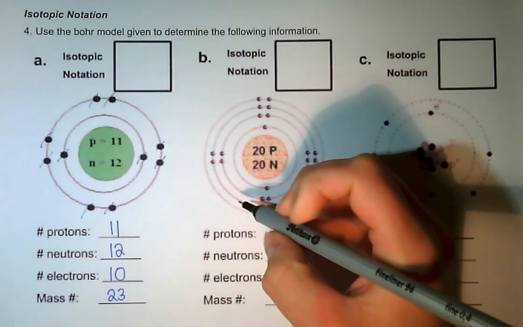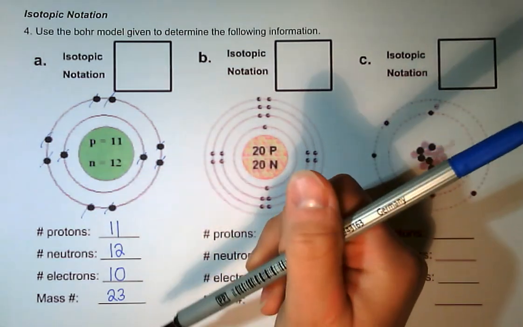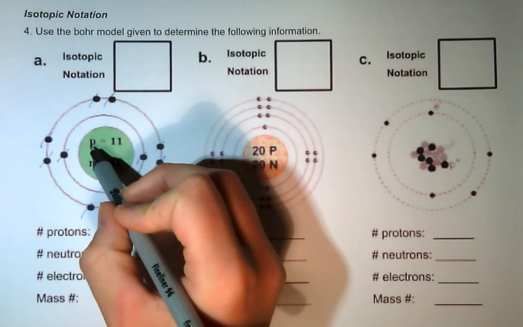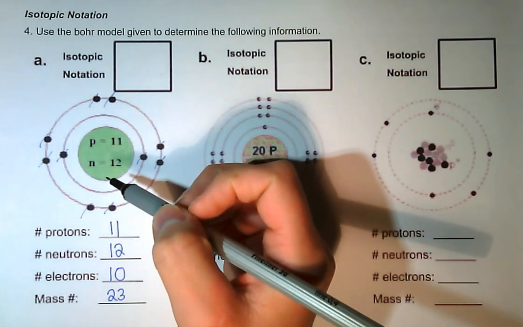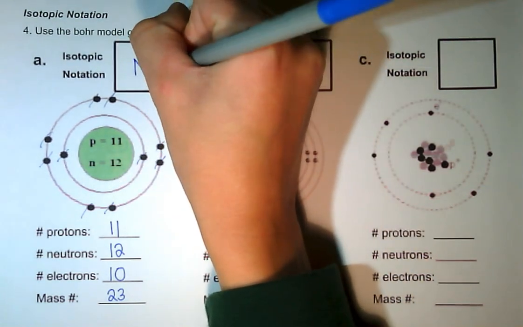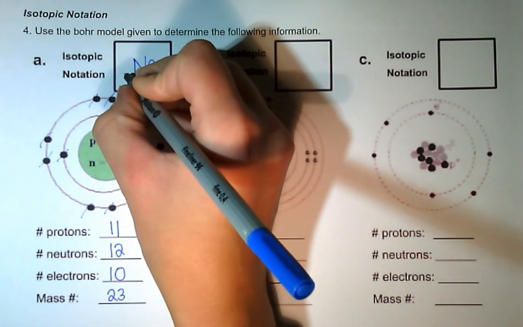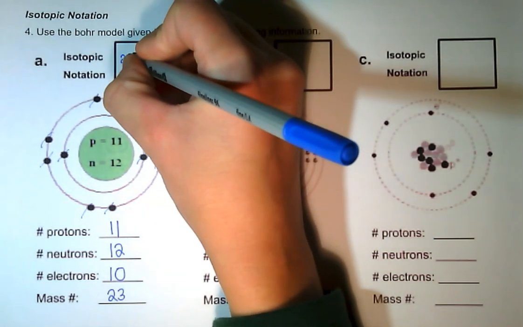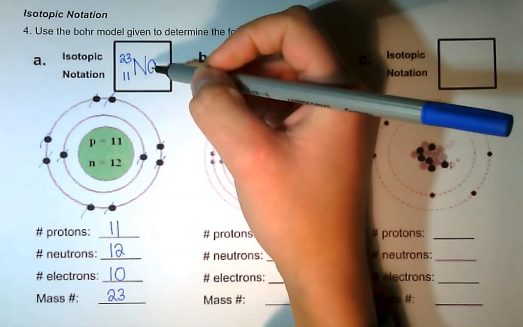Now we need to write our isotope notation. And since this is not labeled with a chemical symbol, we need to look on our periodic table and figure out what type of atom has 11 protons. We're looking for atomic number 11, which is sodium. So for my isotope notation, I put Na. At the bottom, I put my atomic number, which is of course 11, and then at the top I put my mass number 23, and then I need to decide whether or not I need to put a charge.